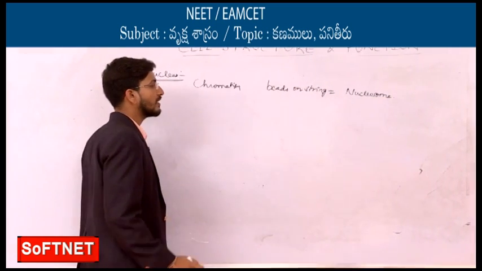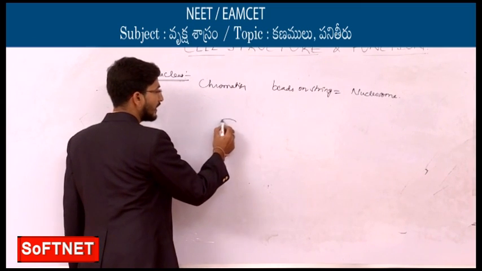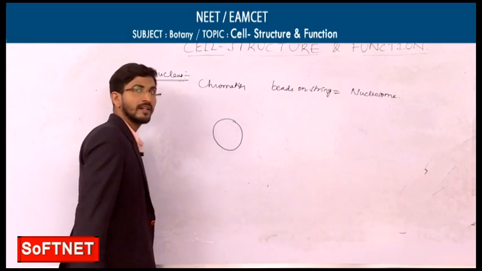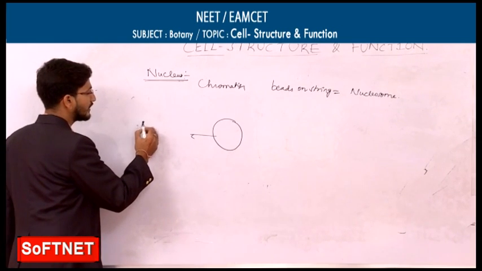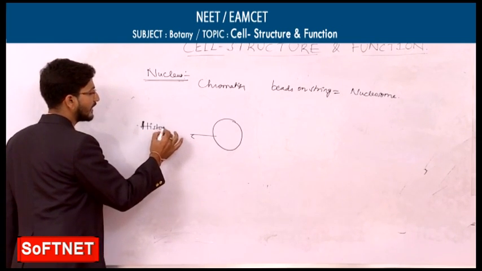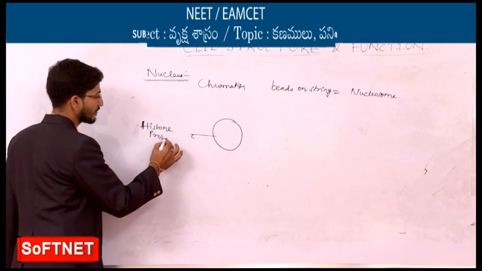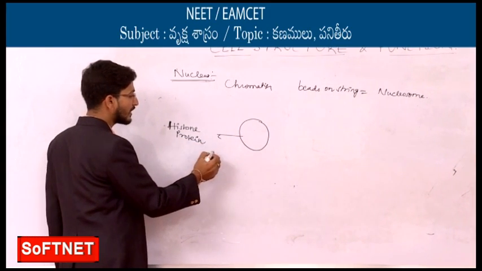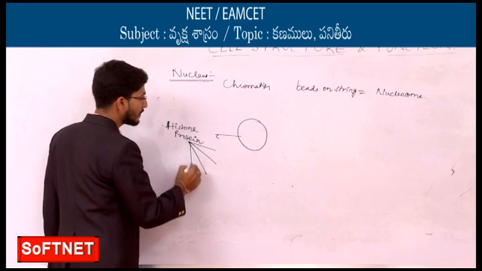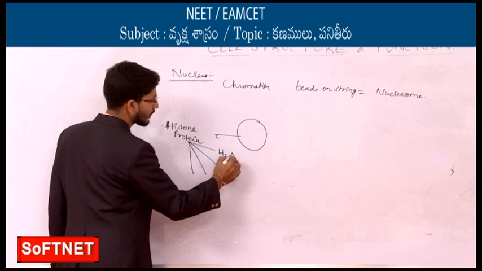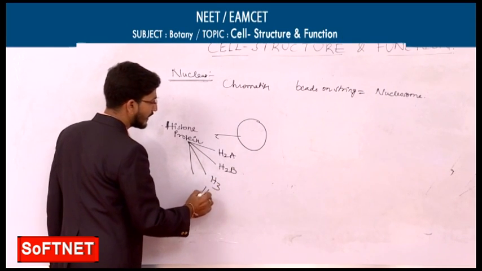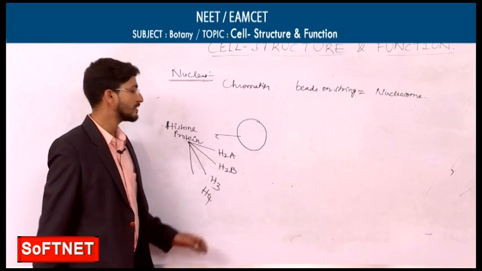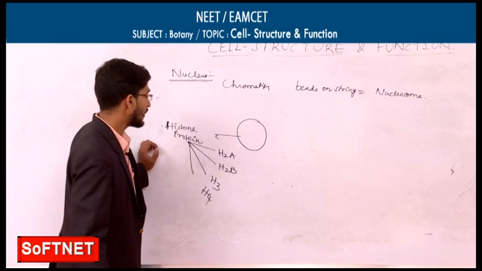If you observe the nucleosome structure, generally a central core region is there. This central core region contains histone proteins. Histone proteins are basic in nature. How many types of histone proteins are there? 4 types. What are those? H2A, H2B, H3 and H4.